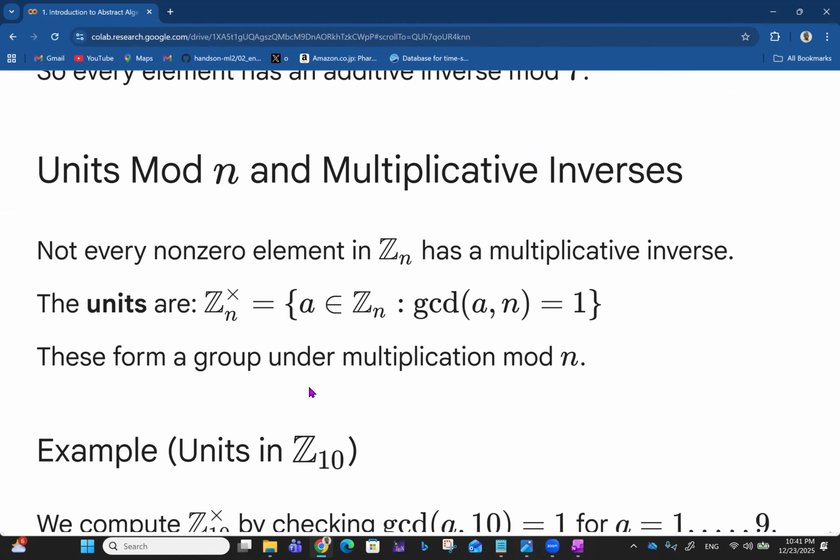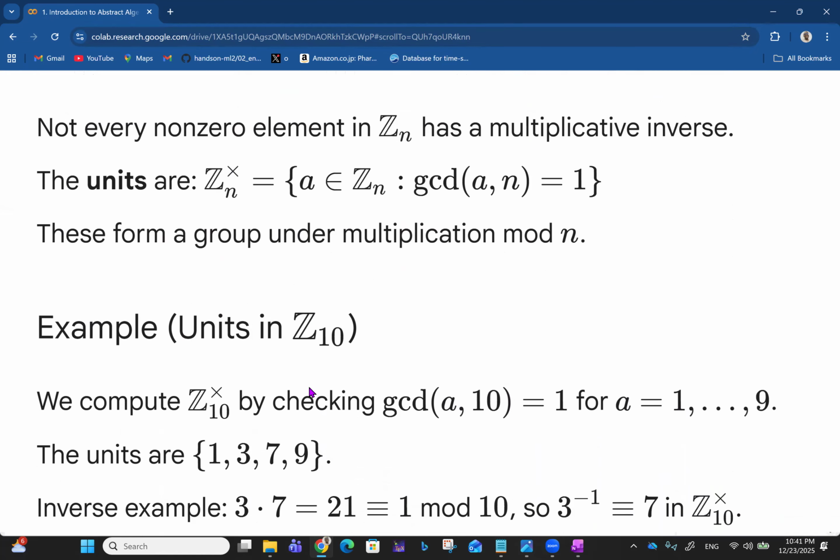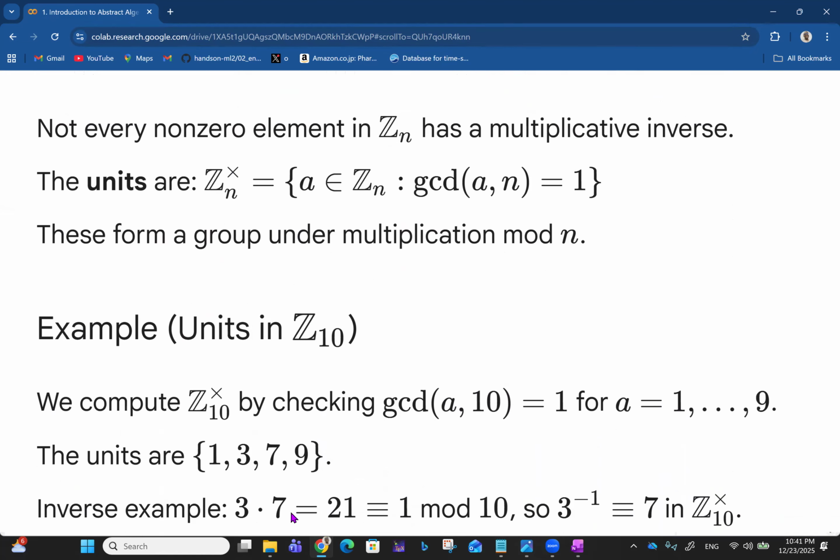Okay, because we're talking about units mod n and multiplicative inverses, the inverse examples will now be, what will you multiply by 7 to get 1? That is 3 times 7, which gives you 21. We are talking about mod 10. 21 divided by 10 is 2 remainder 1, and that 1 is what you pick in mod 10. So the inverse of 3 is simply 7 in Z10.